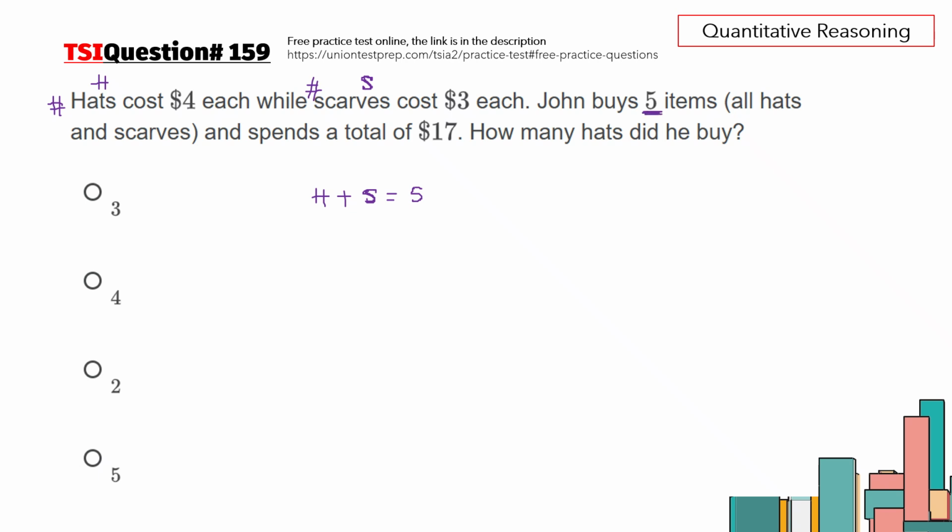Since we have 5 items including hats and scarves. And then the second equation: the number of hats multiplied by 4, that is the cost of all hats he bought, add 3S, 3 multiplied by S, that equals $17, the total amount he has to pay.